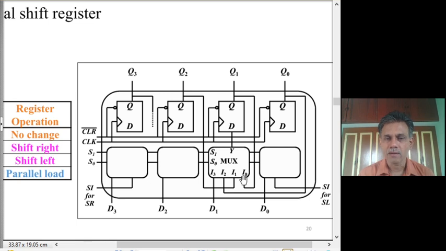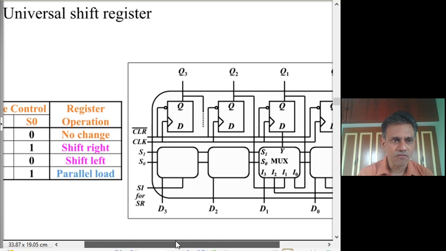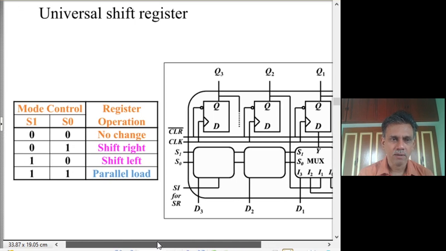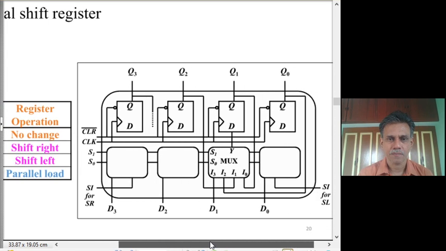To do that, we recirculate the Q bit from the same flip flop and give it to the I0. So when S0, S1 is 0, 0, when a clock pulse comes, Q is being sampled, recirculated, and stored back in it. No change. And for the case of 0, 1, we want shift right.